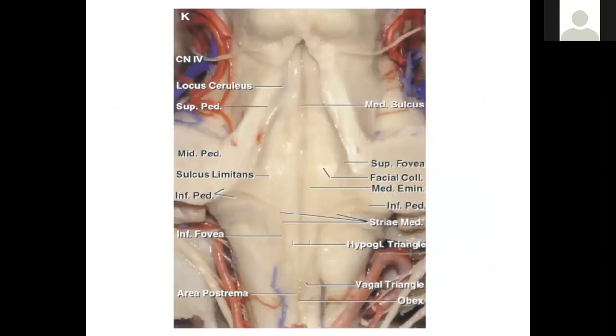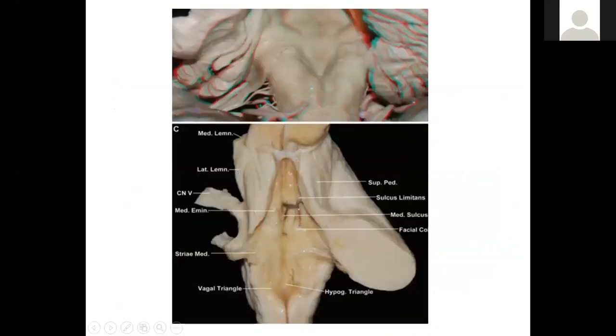Here we have a representation of the floor of the fourth ventricle, the inferior part right down here, with the stria medullaris, as we were talking about. We have the hypoglossal trigon, the vagal trigon, the obex, and then the area postrema just above, this chemoreceptive region. Here again, we have a representation of the posterior surface of the medulla oblongata, precisely the fourth ventricle. You can see the hypoglossal triangle, the vagal triangle, and the stria medullaris on both sides.